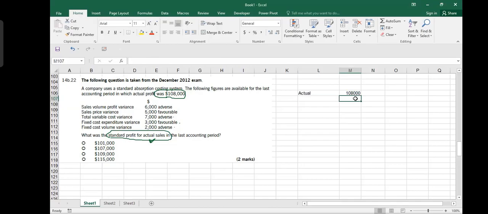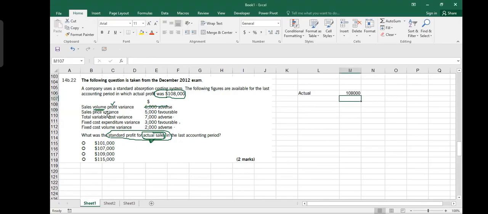It is 108,000. So the first variance here is the sales volume profit variance. You just ignore this one. Why am I saying ignore? Because it's about volume, and I'm going for actual sales. When you are going for actual, you are not related to volume. You only talk about the actual. So I just ignore this 6,000.